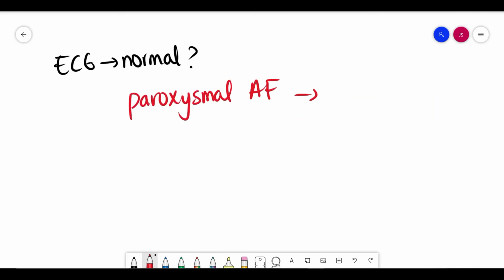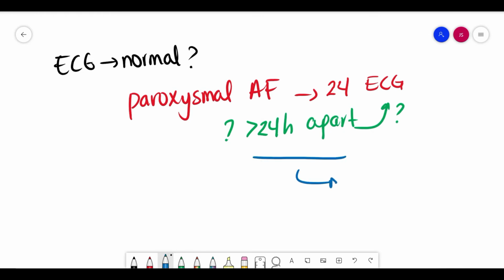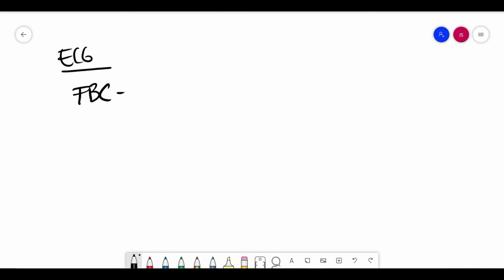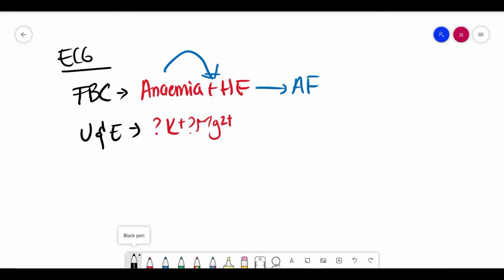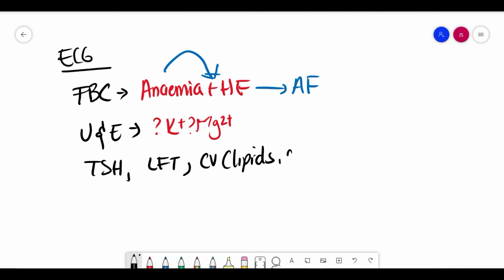Now, if the ECG is normal, you could be dealing with paroxysmal AF, so you should order a 24-hour ECG. If the episodes are more than 24 hours apart, then you could consider doing an event recorder, which is a 7-day ECG. We can also do basic investigations like FBC, especially if there's an anemia and the patient has heart failure, that could definitely trigger AF. Use U&Es to see the levels of potassium and magnesium. We can ask for other investigations like TSH to rule out thyrotoxicosis, LFTs, and cardiovascular risk factors like lipids and glucose.